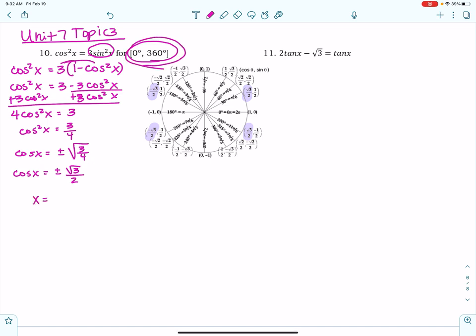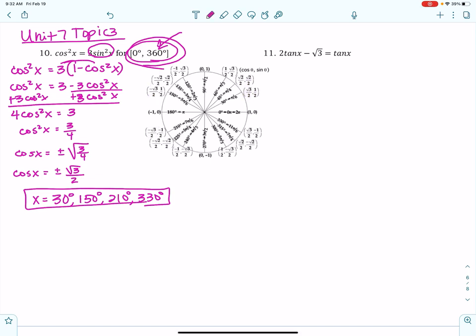So x is going to be, and it's also going to be in degrees. Notice your restrictions are in degrees. That's how you can tell that. So this is occurring at 30 degrees, 150 degrees, 210 degrees, and 330 degrees. Beautiful. Okay, let's look at number 11.